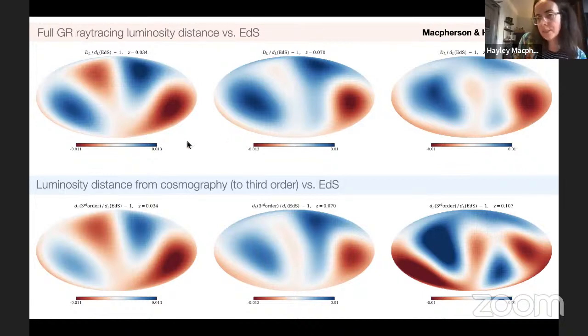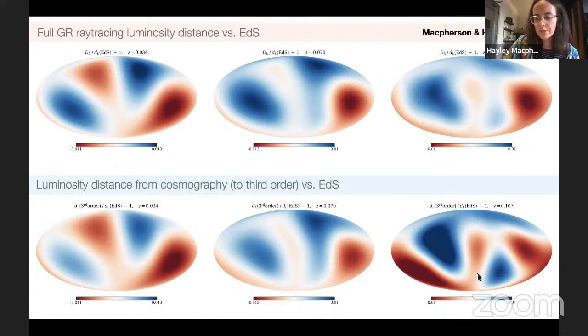Because this is a very smooth simulation, we're cutting out all structure beneath 100 megaparsec. We've only got 1% variations from the Einstein de Sitter model. I'll show a more realistic one in a few slides if I have time. And then down the bottom, this is calculated from the cosmography. So this is correct to third order. The way I do this is just using all of the parameters I've been showing you before, but then taking the calculation of those parameters and putting them into the third order Taylor expansion for the luminosity distance. We can see at redshift of 0.03, they're pretty close to one another, but as we go to higher redshifts, the cosmography really does overestimate the anisotropic contributions to the luminosity distance.